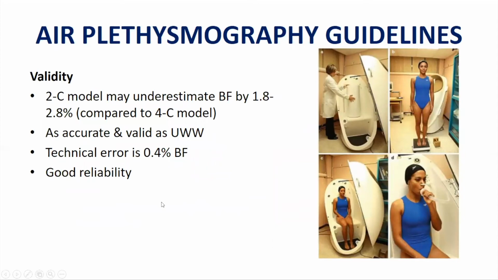So the 2-compartment model may underestimate body fat by about 1.8 to 2.8% when compared to a 4-compartment model. It is as accurate and valid as underwater weighing, but the underwater weighing is still considered the gold standard. And the BODPOD has good reliability and low technical error because we don't ask the subject to expel all of the air, and it's just the subject sitting in the BODPOD. So this is the end of this section, and I will upload another video for the other body composition methods.